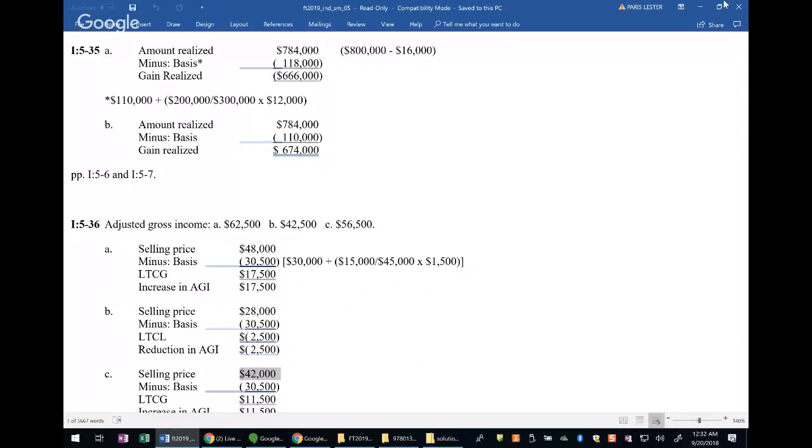Somebody answer that question in a text. Okay, somebody's following me pretty good here. They said the difference between the $200,000 was the difference in gain.